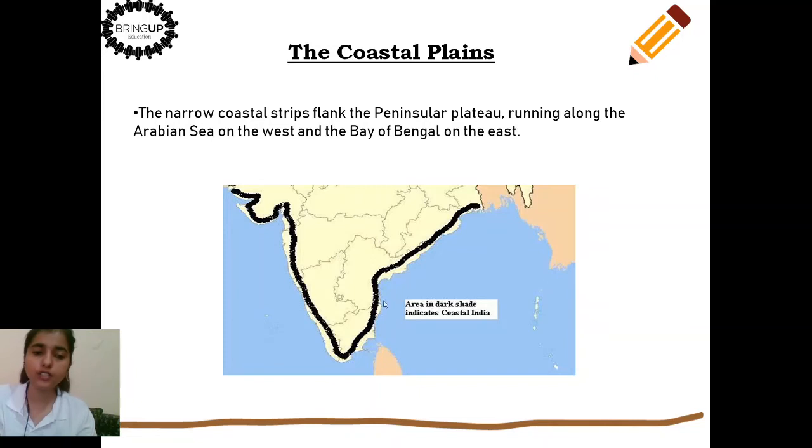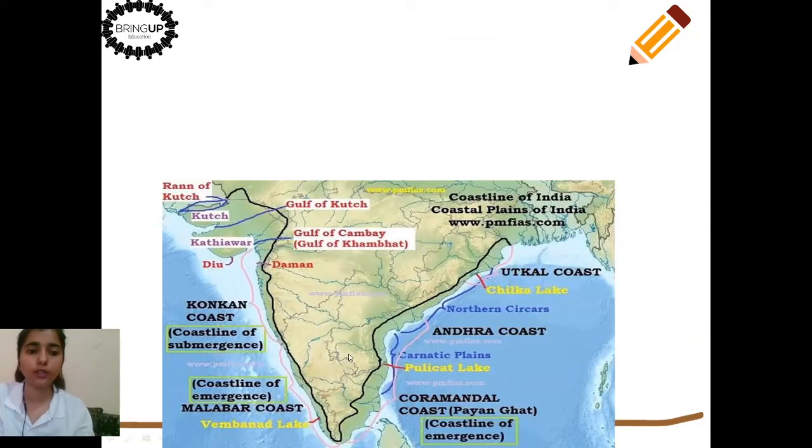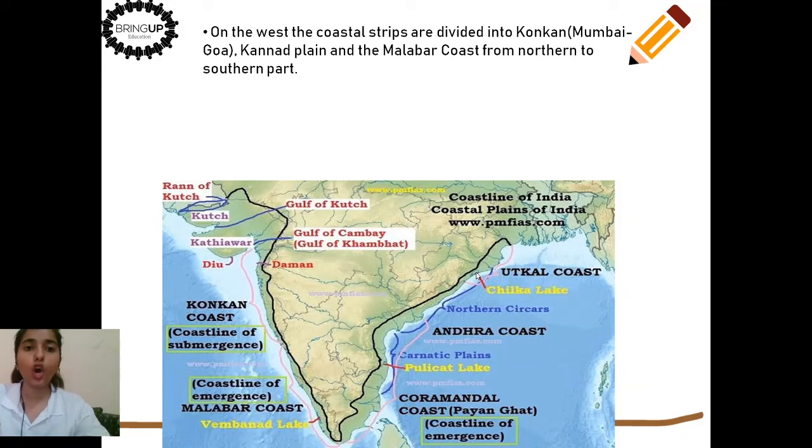The eastern coast are wide and a bit leveled. Okay. Now we'll see western coast and eastern coast more in detail. On the west, the coastal strips are divided into Konkan, Kannar Plain and the Malabar coast from northern to southern part. So this is the black line which shows the coastal plains.